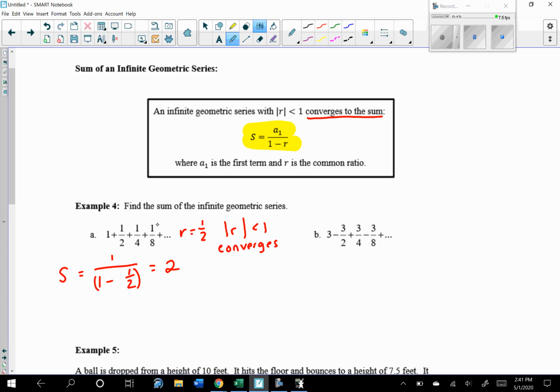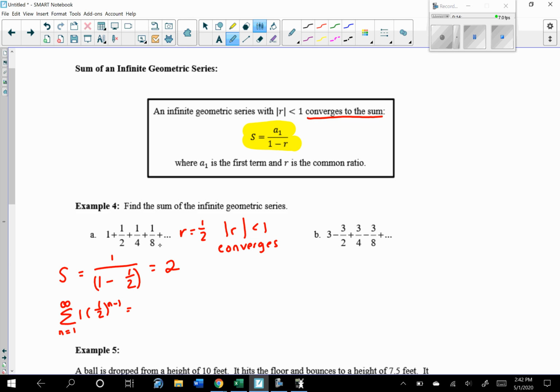I could also write this using that summation notation. So the sum of the first term, and of course we would be going on to infinity. And then if I want to write that, I would need to know what the explicit form of this equation is. So for the explicit form of this equation, we know it's the first term times the common ratio to the n minus 1 power.